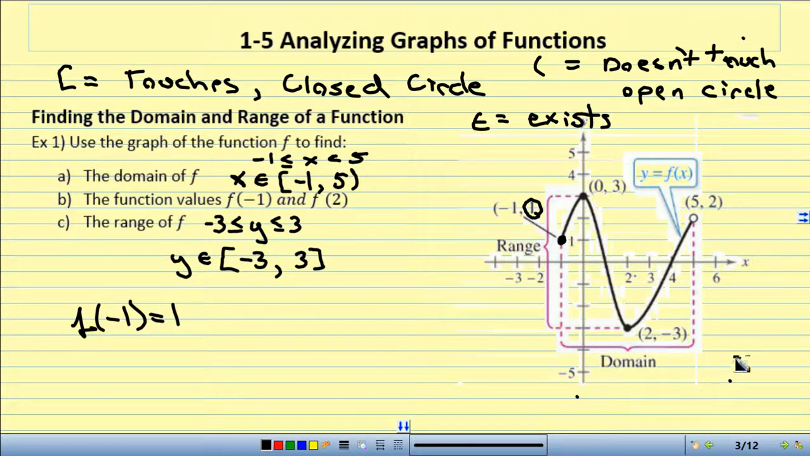And what about f of 2? I go to where x is 2, right here, and I'm going to find the point. Here's the point when x is 2, and the y value when x is 2 is -3. So I'm going to say f of 2 equals -3. And we're done. Shazam! That's it.